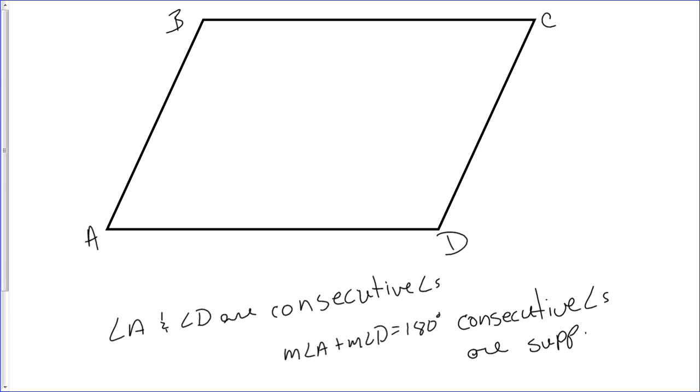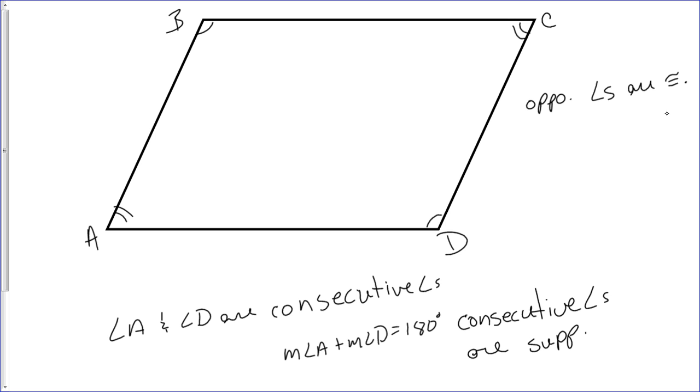Now, opposite angles. Opposite angles do not share a side. So angle B is opposite D. They don't share a side. Angle A is opposite C. Opposite angles are congruent. So B is congruent to D, and A is congruent to C. Make sure you write that down. Opposite angles are congruent. I abbreviated there. You can abbreviate too if you understand what all that means.